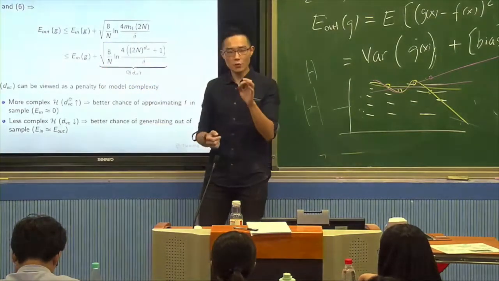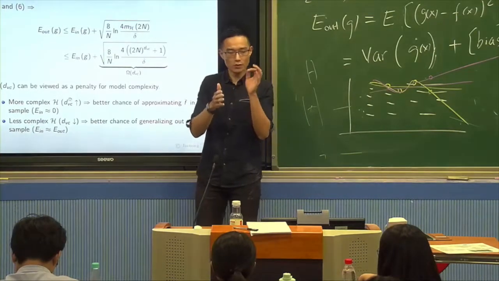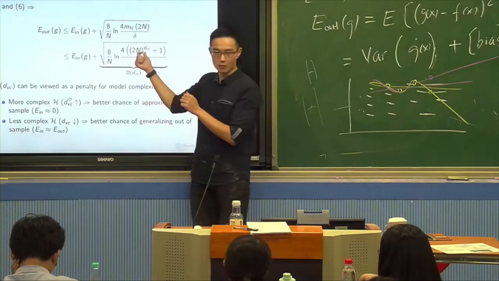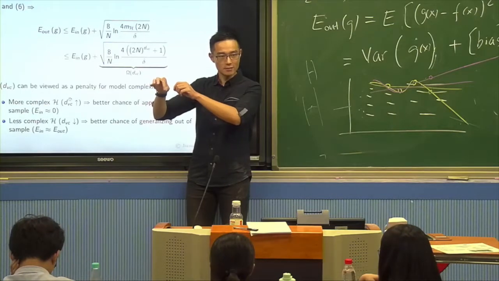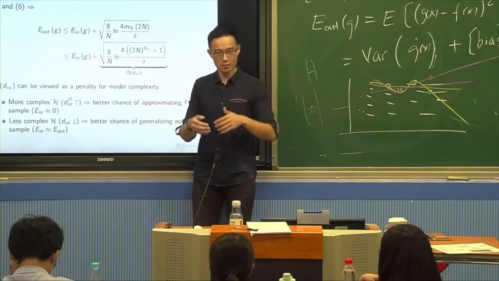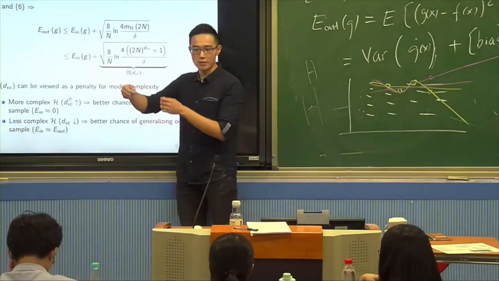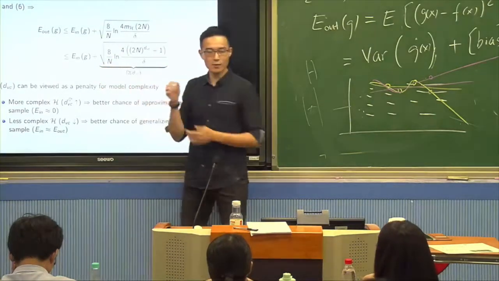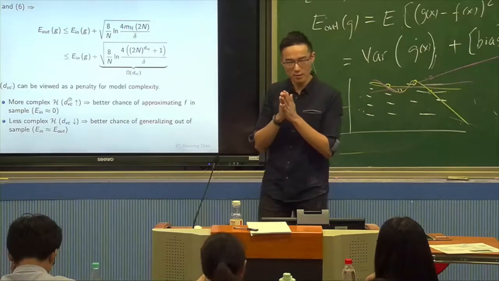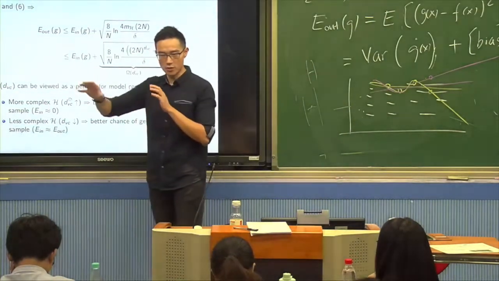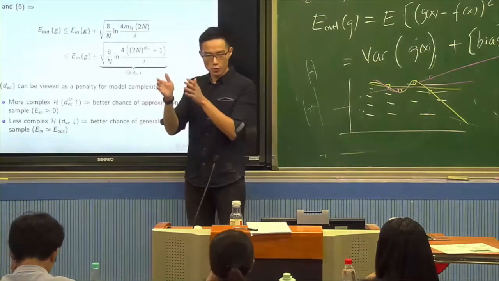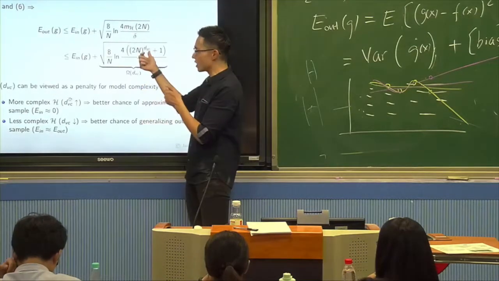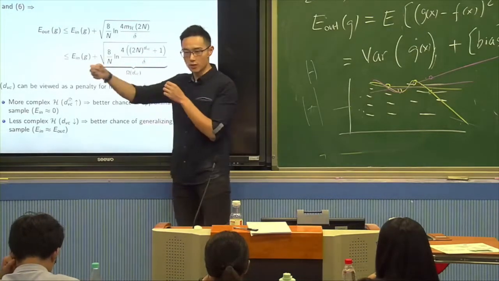So if you want your E out to be really, really close to your E in, there are two things we can do. One thing is you can choose a simpler model, so the VC dimension goes down. If you choose a simpler model, your E in and E out become closer. Or another thing you can do is simply increase the number of data points, right? Just increase N. If you increase N, this bound becomes smaller. So that is essentially the lesson here. This explains the situation we just observed: if you want to choose a more complicated model and you still want it to perform very well, then instead of changing the VC dimension, changing your model, you can simply go to a larger N.